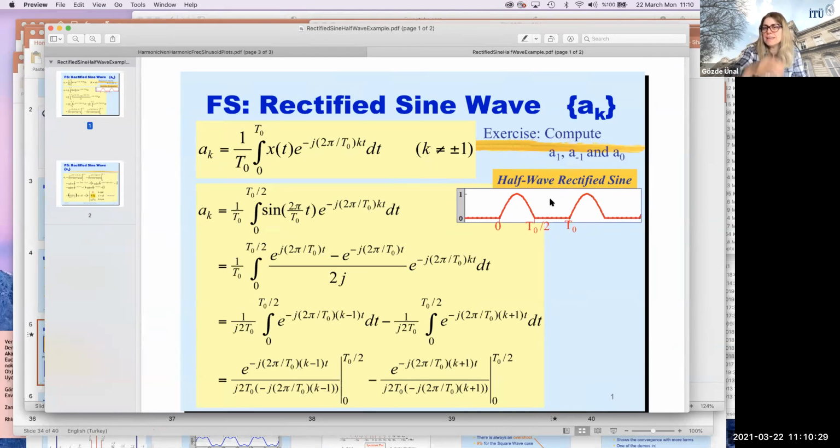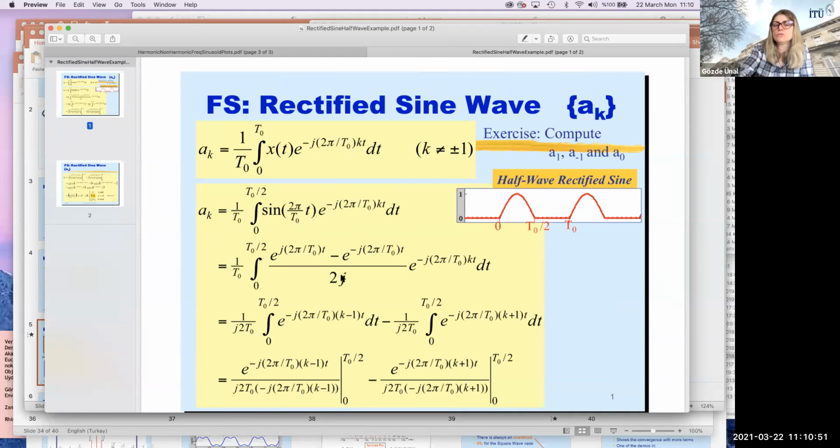Please do this as an exercise. And then if we can share this slide set or these 2 slides with you, you just have to bring the sign here, but it's rectified, meaning the negative parts are erased, suppressed to 0. So you see it's non-zero in just half of the period.